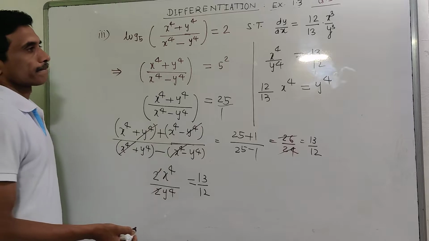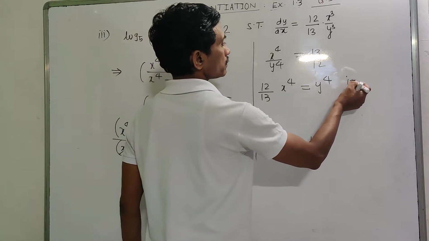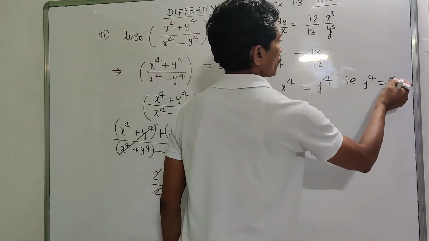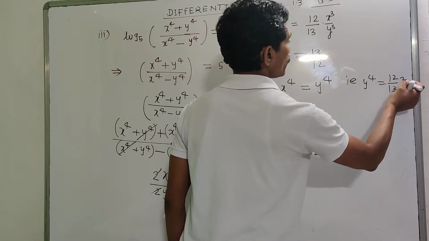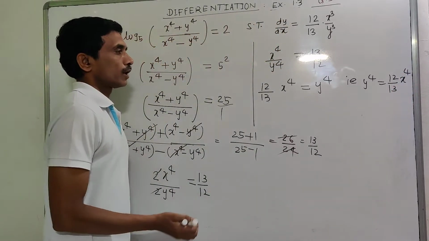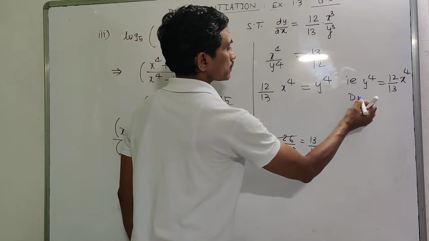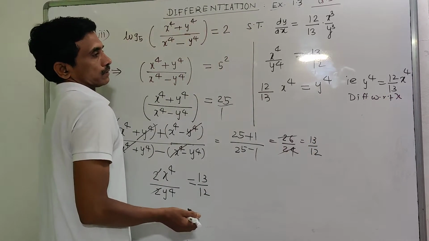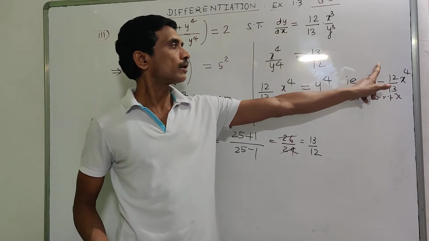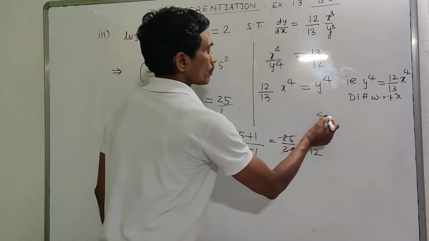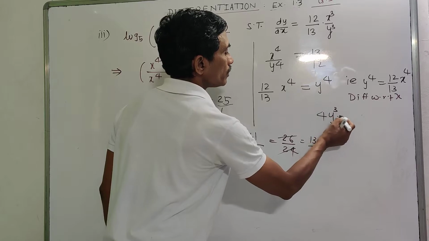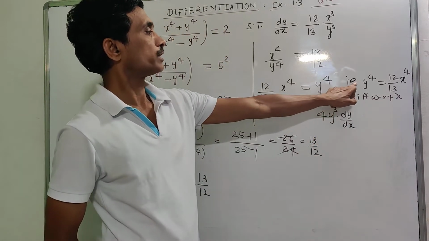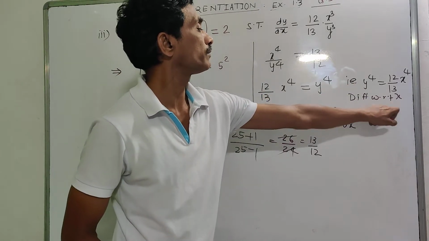Then that is y to the power 4 is equal to 12 upon 13 into x to the power 4. Now differentiate with respect to x. Okay, we differentiate it with respect to x. Derivative of y raised to power 4 will be 4 into y cube into dy by dx. Keep in mind y is a function of x and we are differentiating with respect to x.